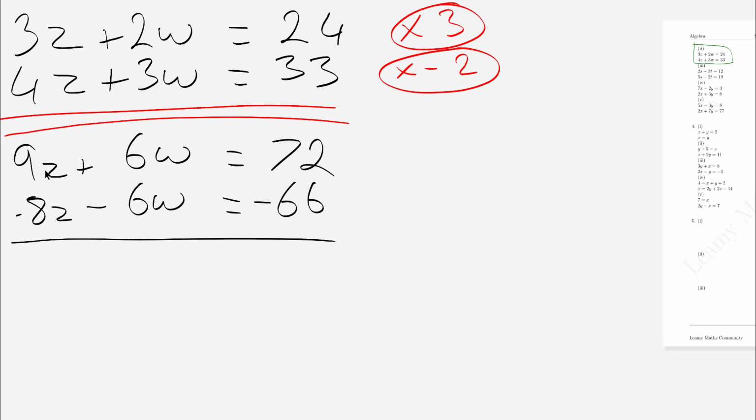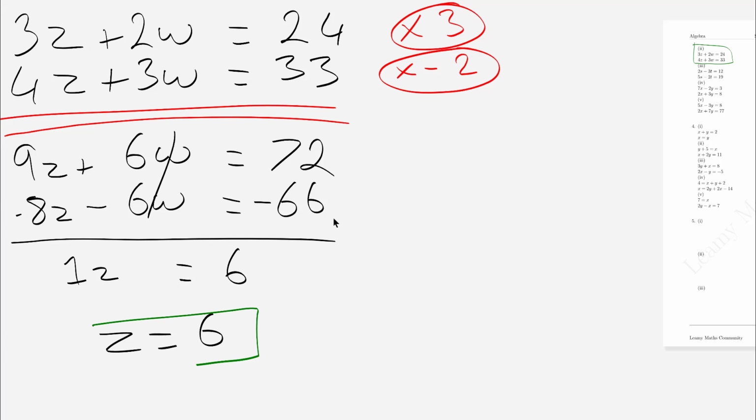So adding the lines, 9z minus 8z, that's simply 1z. Plus 6w minus 6w eliminate each other. And 72 minus 66, that's 6. So in other words, we now know that z equals 6. So we've got our first variable solved for. Z equals 6.